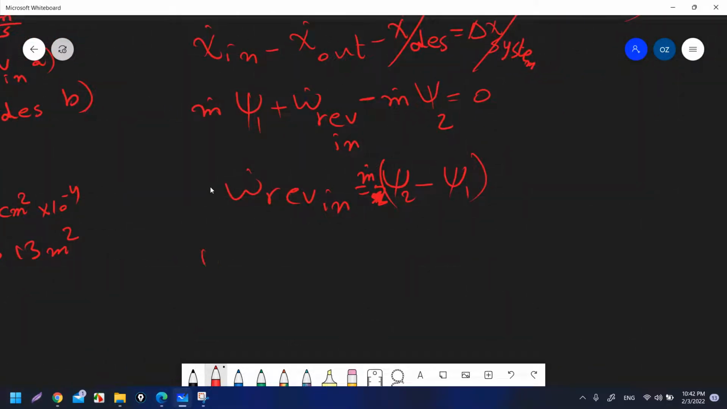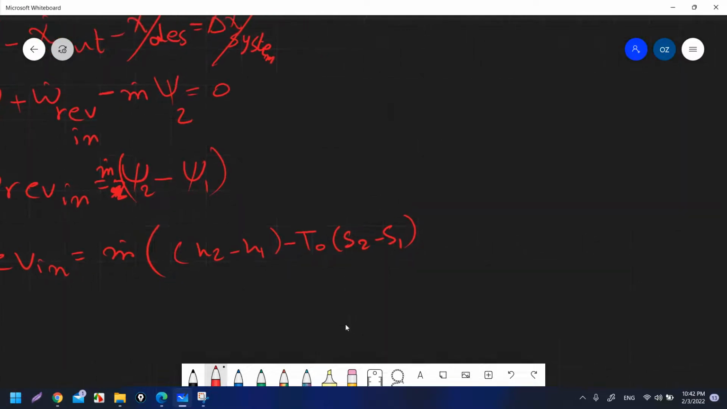This one will equal to M dot psi 2 minus psi 1, which is H2 minus H1 minus T naught times S2 minus S1. I have velocity, right? He gave me the velocity, so I have a change in kinetic energy, V2 squared minus V1 squared over 2, and don't forget, when we substitute in this equation, you divide by 1000.